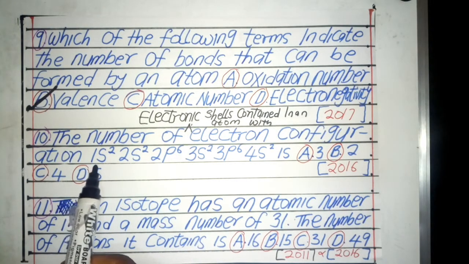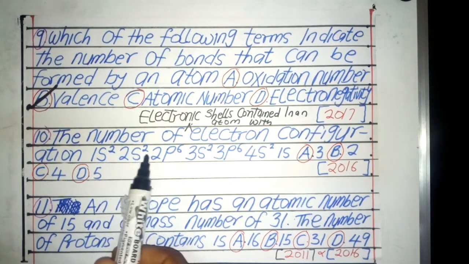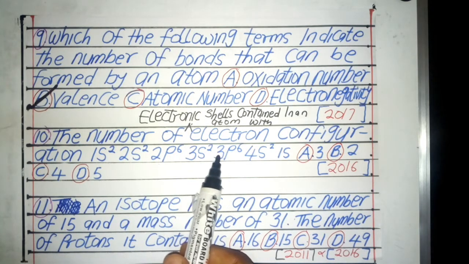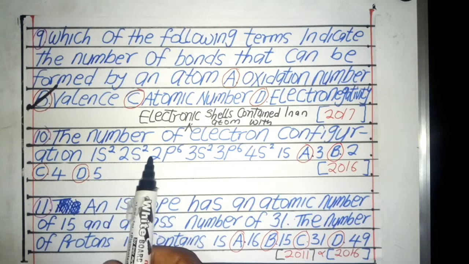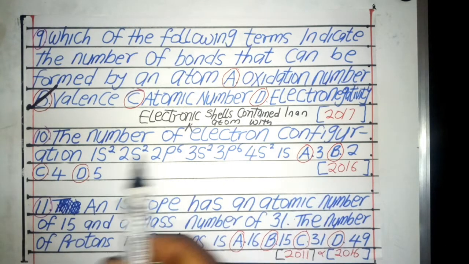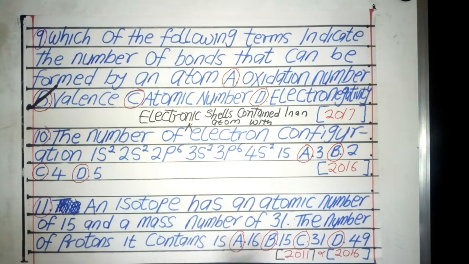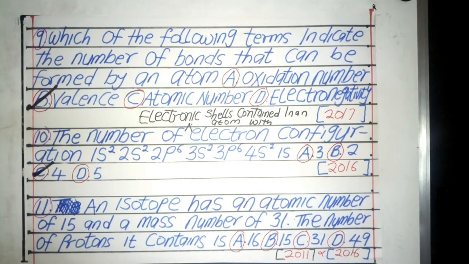From here now, the first shell contains 2, that's 1, first shell. Second shell contains 8 electrons. Third shell contains 8, then the fourth shell contains 2. So we have 1, 2, 3, 4. So there are 4 shells. You can even see the number 1, 2, 3, 4, right? That is the principal quantum number. The answer is 4. Then the next question.